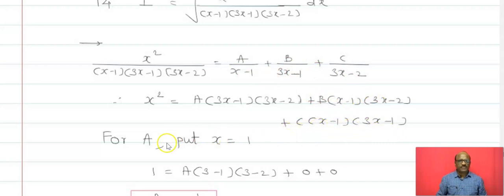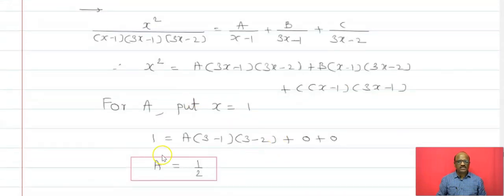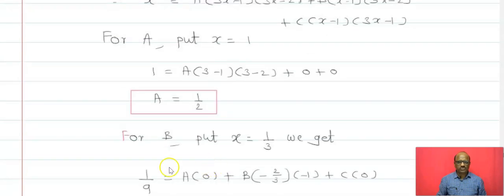For the value of a, put x equals 1, then you will get 1 equals a in bracket 3 minus 1 into 3 minus 2 plus 0 plus 0, then you will get a equals 1 upon 2.